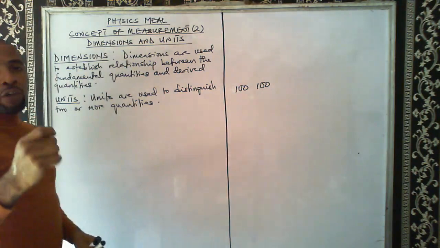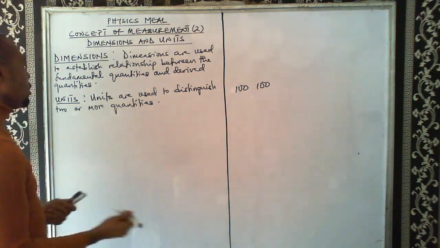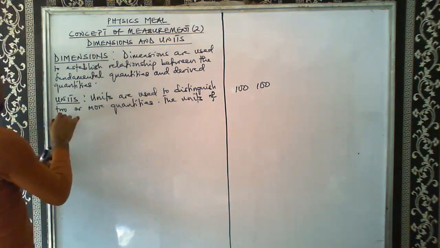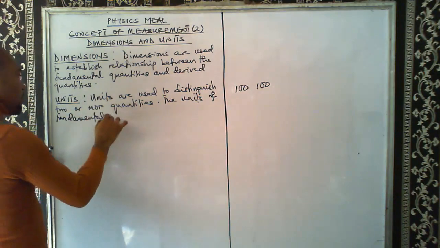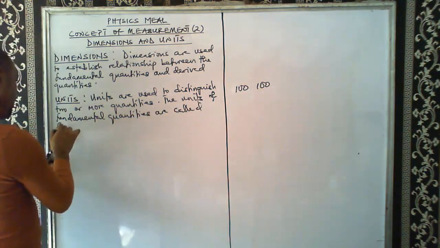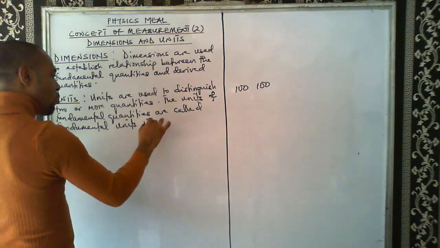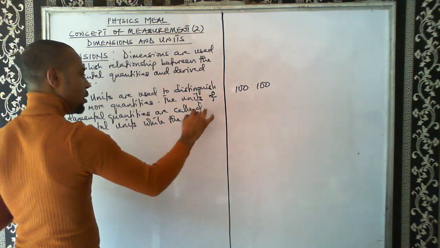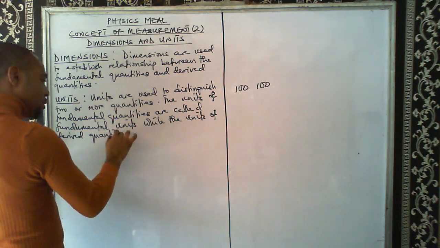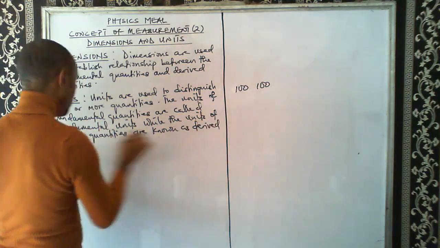Now, the units of fundamental quantities are called fundamental units, while the units of derived quantities are called derived units.